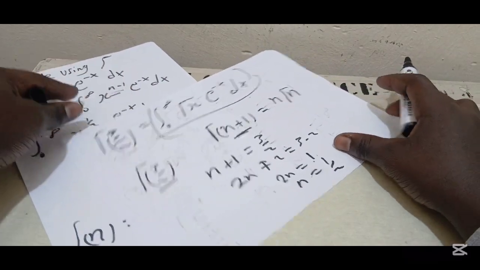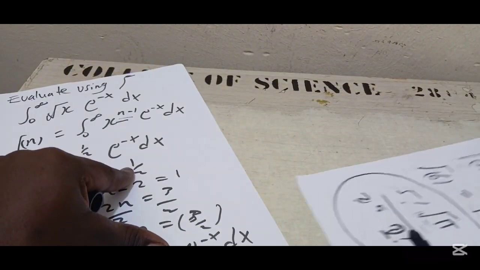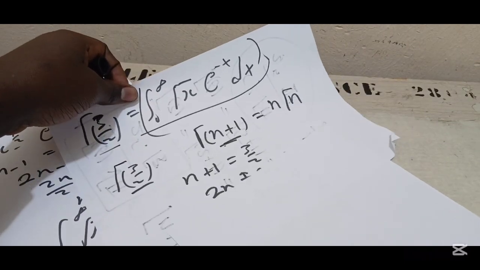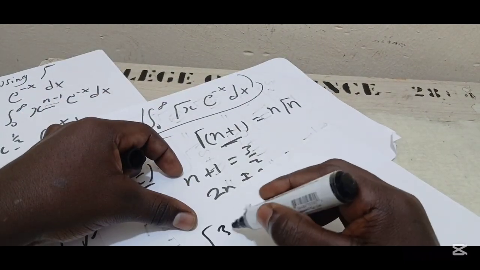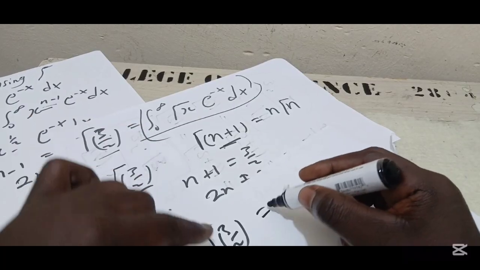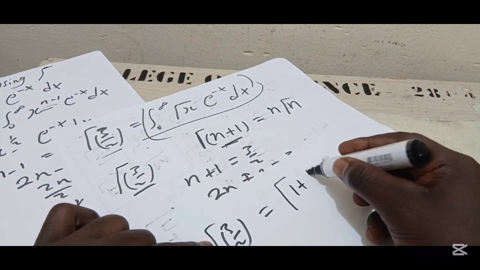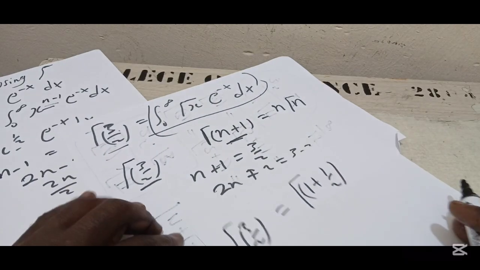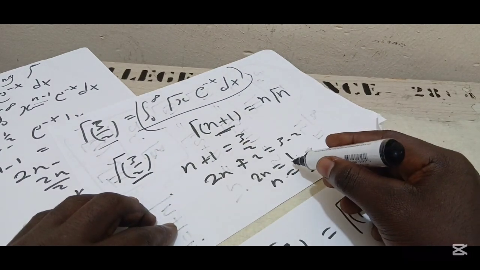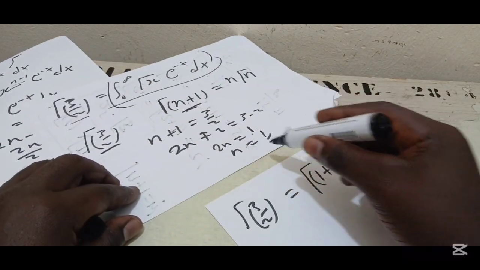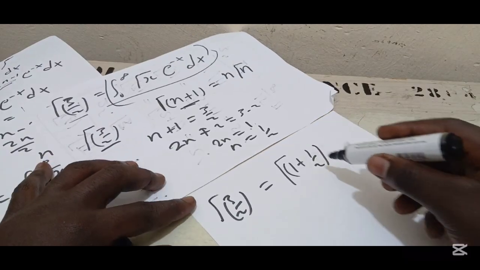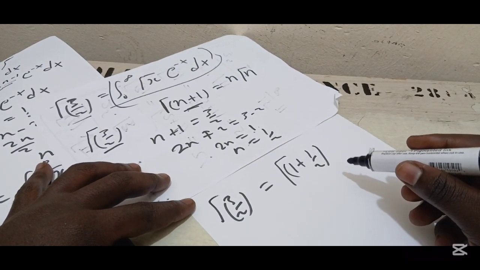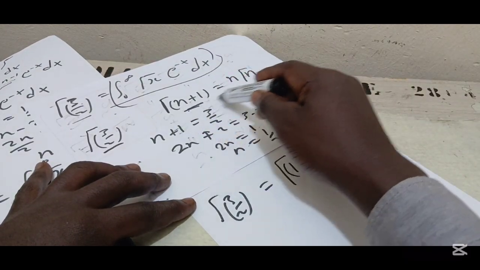So this is to tell us that our gamma 3 on 2 is the same as gamma 1 plus half, because we solved our n to be half, right? 1 on 2. So we can just go ahead and apply this formula.